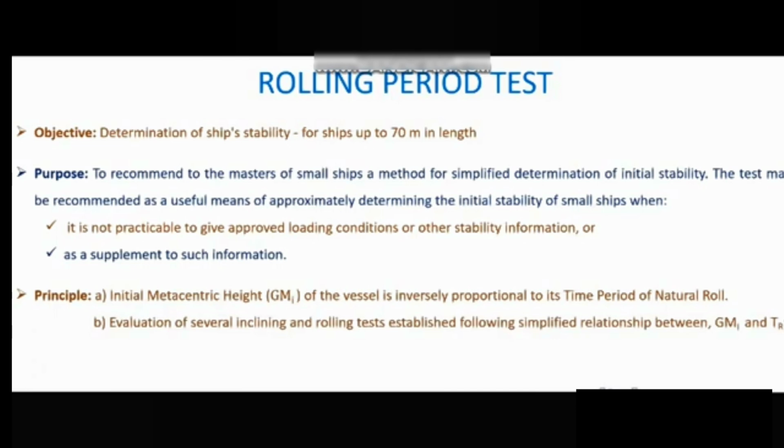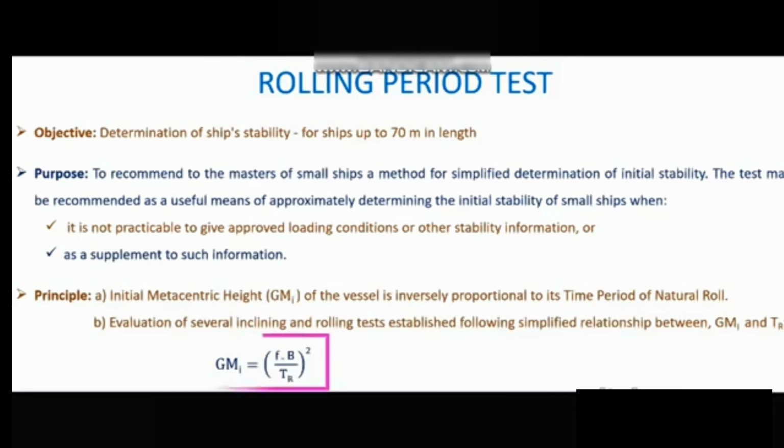Now, because it is based on experiments, a lot of inclining and rolling tests established this, and they further simplified this formula because we are recommending it to masters of small ships where competence could have been a challenge. So you can't be saying 2 pi k upon root g into GM. Where is he going to get the k from? So for such use, this has been further simplified. Simplified to what? Simplified to this.